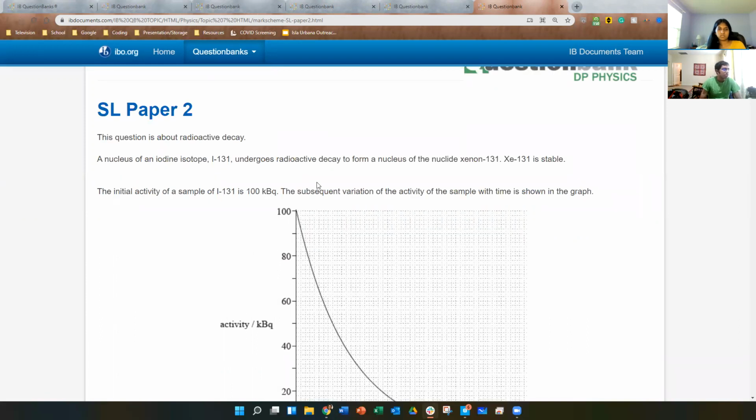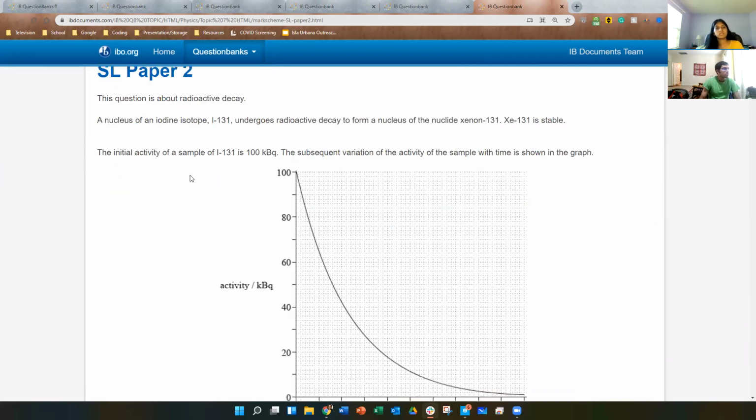Do you just want to start from the top? Sure. A nucleus of iodine isotope I-131 undergoes radioactive decay to form xenon. We should probably write this down. Iodine 131 forms xenon 131, and it's stable. So that means we had to have some sort of beta, right? I don't know if it's beta minus or plus yet, because I don't remember.